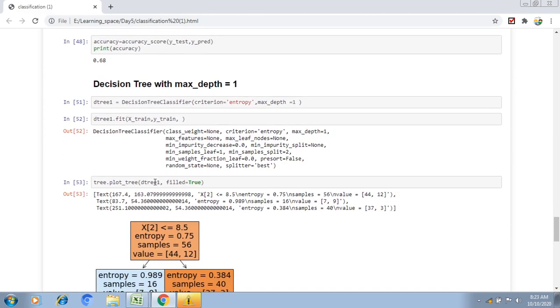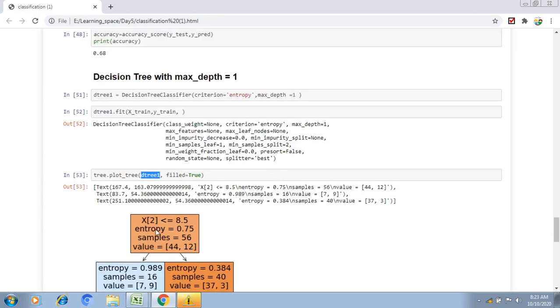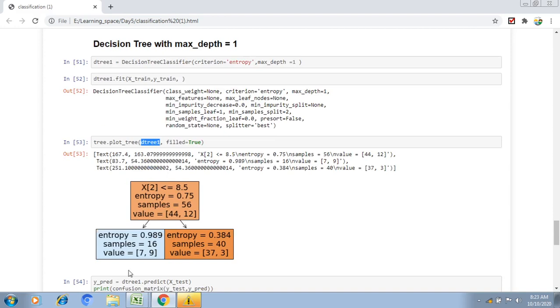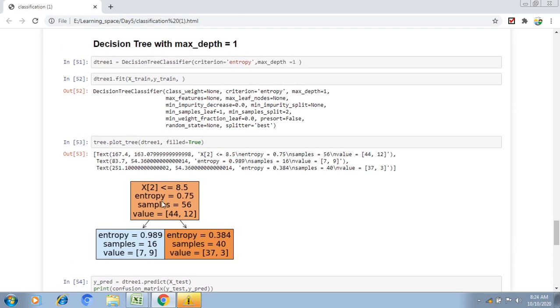The same object I am passing here and printing here. D tree 1 is my object, I'm accessing one of its methods. I'm passing the x test, then I got the y prediction. Then I'm calculating the confusion matrix with y test and y prediction. In a similar way, this is my y prediction: 21 correct predictions and 4 wrong predictions. If I calculate the accuracy using this method, I got 84 percent accuracy.